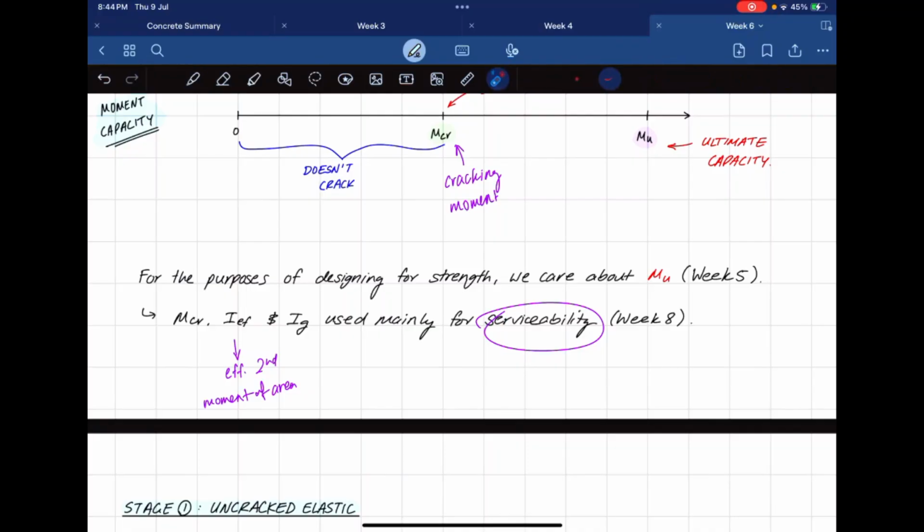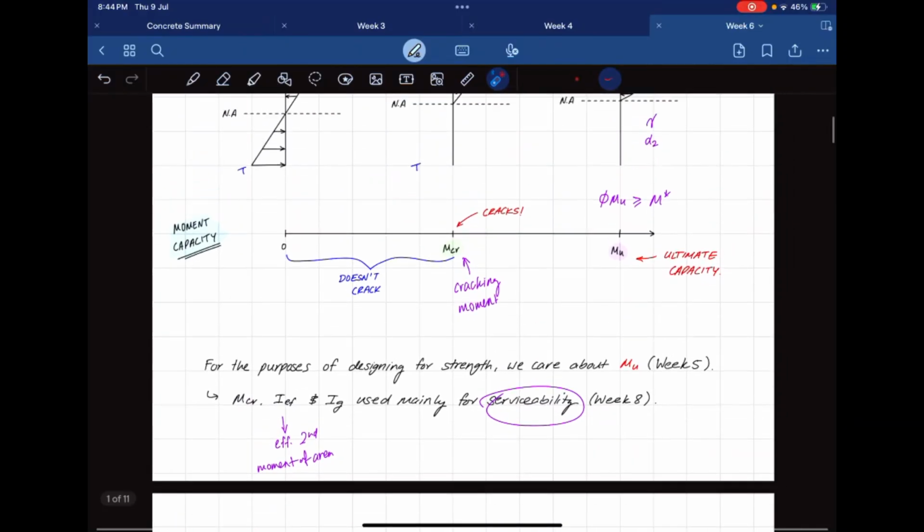Same thing with cracking moment. The only important thing is if they ask us, does this section crack, right? Depending on how much load is acting on it and the actual value of MCR, that's probably the maximum they can ask you. Later on, we use this value to figure out some other things, and it directly affects our IEF as well. IG, it's not really used that much, but there are some questions on this, so I'm going to go through an example anyways.